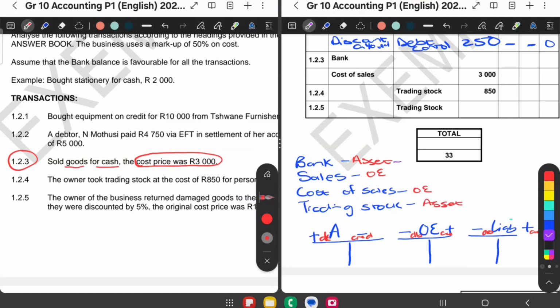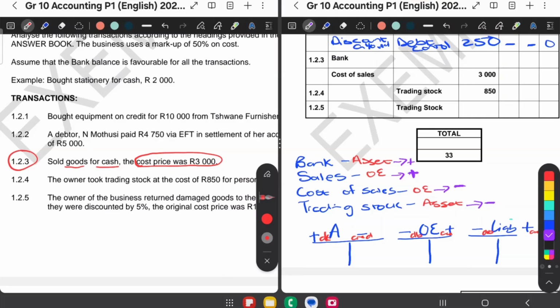Okay, let's do pluses and minuses. Put our arrows. When you sell goods, in terms of your bank, will you get more money or less money? You will get more money, so plus. When you sell goods, does your sales increase or decrease? Your sales will increase. Cost of sales is an expense, so cost of sales will decrease owner's equity. Trading stock, if you sell goods, do you have more trading stock or less trading stock? You have less trading stock.